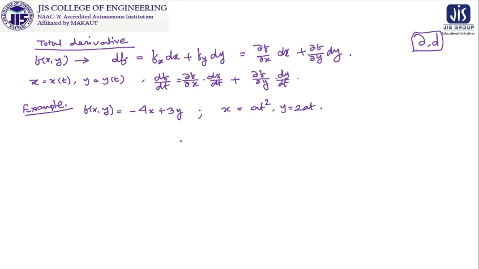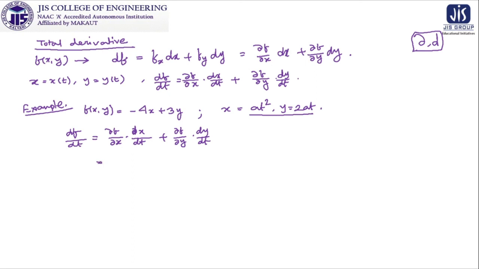Okay, at square and 2at is a very simple, known parametric form. So if we have to find out the total derivative of f(x,y) with respect to t, then we can use this formula, that is df dt is equal to del f del x dx dt plus del f del y dy dt.